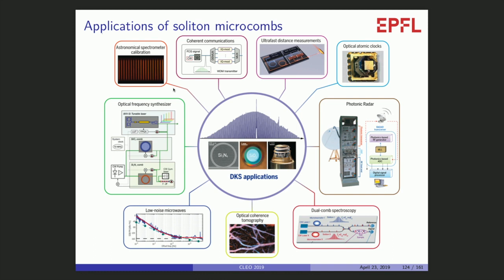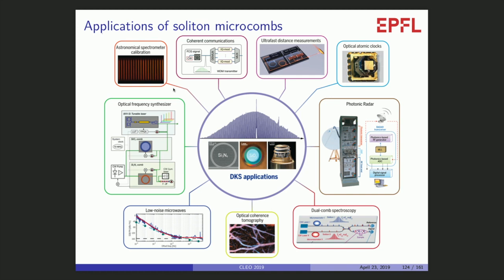One example is astrophysical spectrometer calibration. Astrophysical spectrometers have a low resolution power. And so typically, adjacent pixels can only be differentiated when the wavelength changes by at least 10 gigahertz or more. So if you'd like to use an optical comb for calibration, the rep rate needs to be at least 10 gig. And that's the case for microresonator combs, much less so for femtosecond lasers.